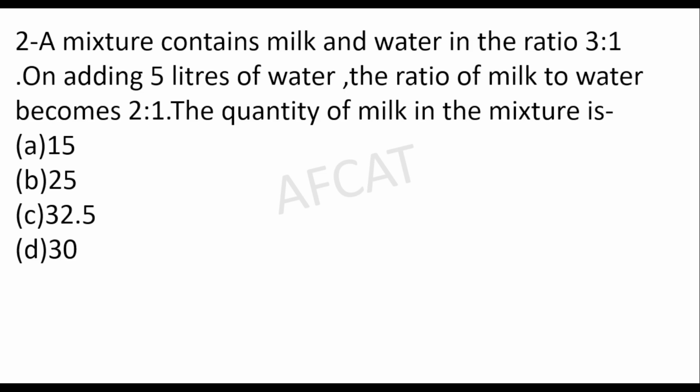So now we will deal with the second question. A mixture contains milk and water in the ratio 3:1. On adding 5 liters of water, the ratio becomes 2:1. So I can use the shortcut method. What have they added? They have added water. So when they have added water, it means the milk quantity should be the same. So I should multiply this by 2 and this by 3. So I got 6:2 and 6:3.